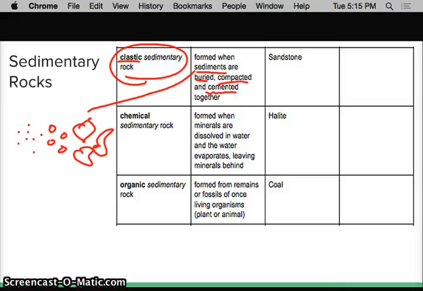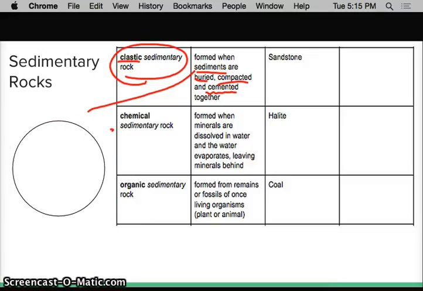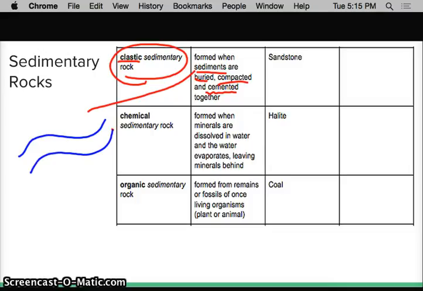So let's say, for instance, students, that you have a river that is flowing here and it's flowing down the way, and within that river you have some sand grains that come flowing along. Let's say that at some point those sand grains get deposited on the bank of that river. Okay, so all these little sand grains get deposited. And then over time, you have more sand grains that are coming down the way.